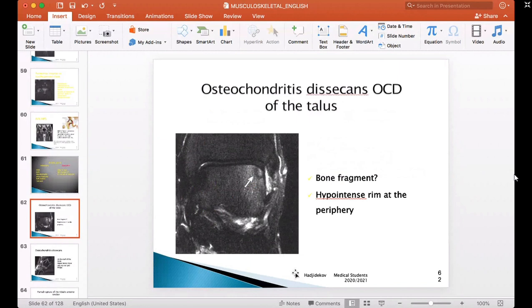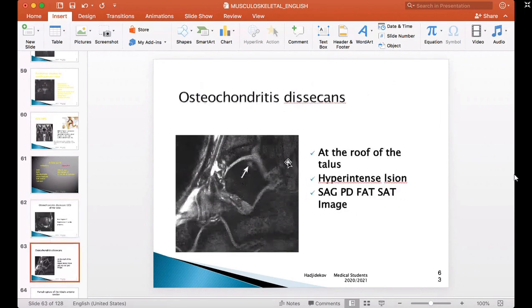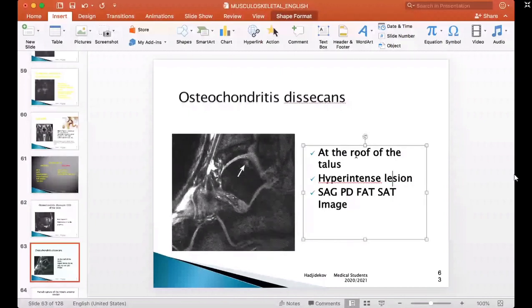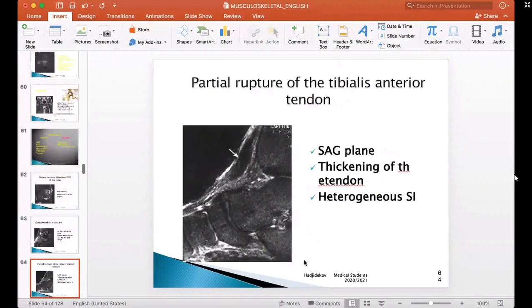And we can have bone fragments in late phases, but in the very beginning, there are 4 stages of the disease. We will observe a hypointense rim at the periphery. So this could be considered as a stage 2 of osteochondritis dissecans of the talus without any fragment. The same patient in the lateral projection or sagittal projection, we see this lesion with high intensity, a hyperintense lesion, which is located at the roof of the talus in a sagittal PD fat saturation image or sequence.